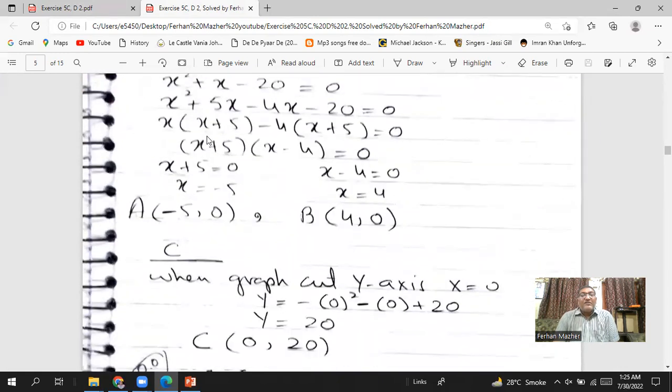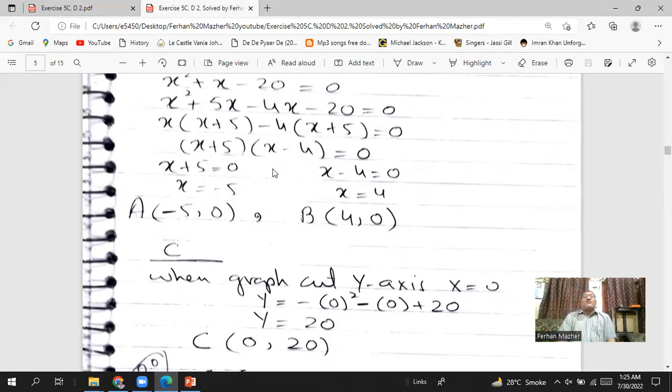So now this x plus 5 bracket can be common. From here, you will have x, and from here, you will have minus 4, and that equals 0. So these two brackets are multiplying with each other and their answer is 0. It means either the first bracket is 0 or the second bracket is 0. So x plus 5 equals 0, so x will be equal to minus 5. So the coordinates of the point A will be minus 5 comma 0.